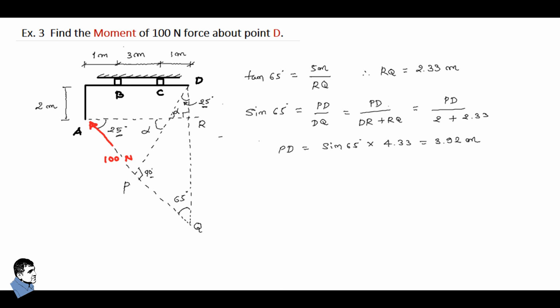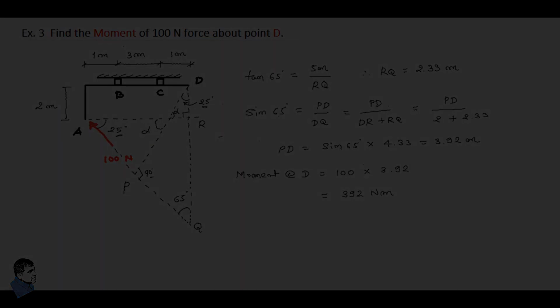Now PD is the perpendicular distance between the pivot point and the force line. The force is also available, that is 100 Newton. So directly we can find the moment. Here the moment at point D is equal to the force, 100 Newton, multiplied by the distance, 3.92 meter, that equals 392 Newton meter. So this is the solution of this example.